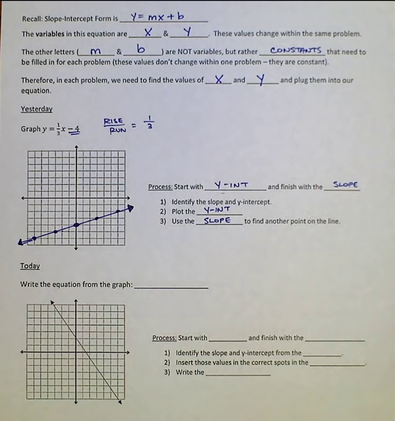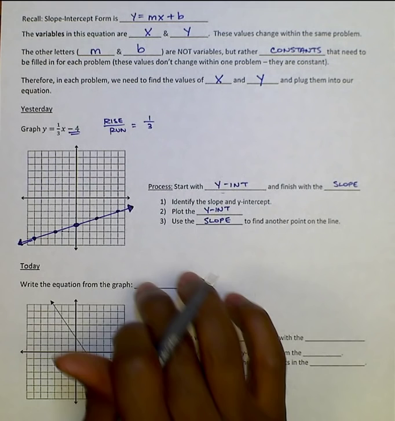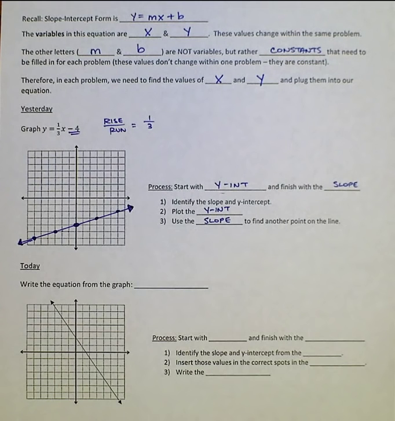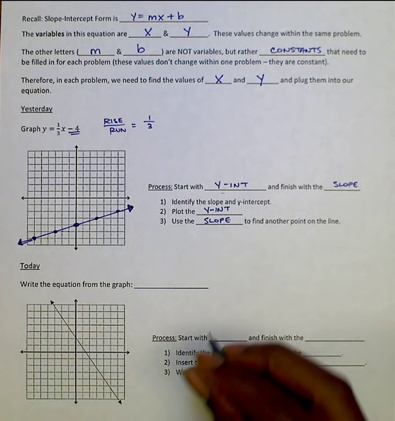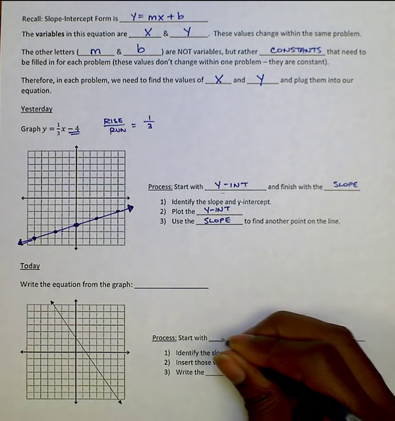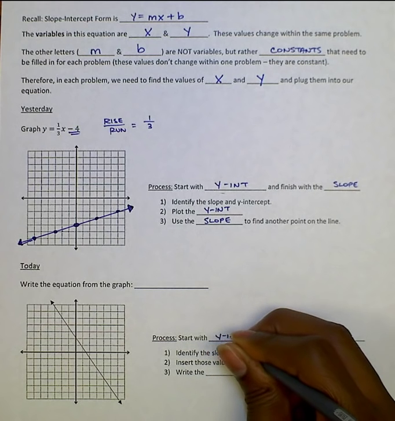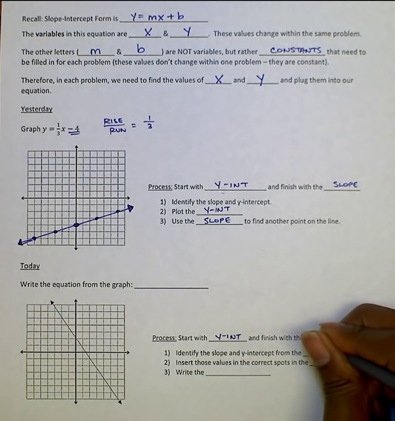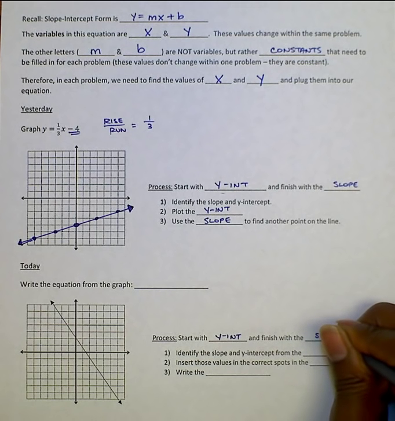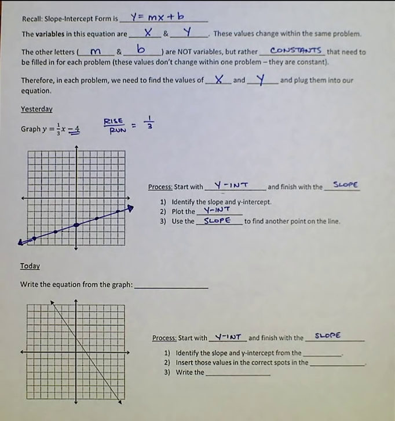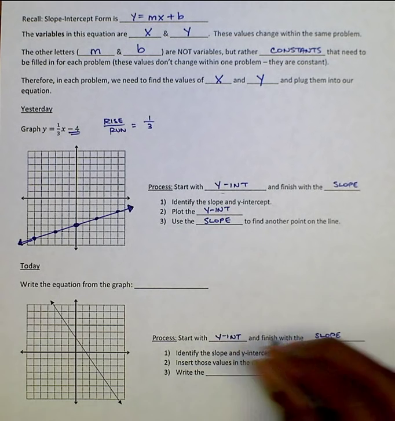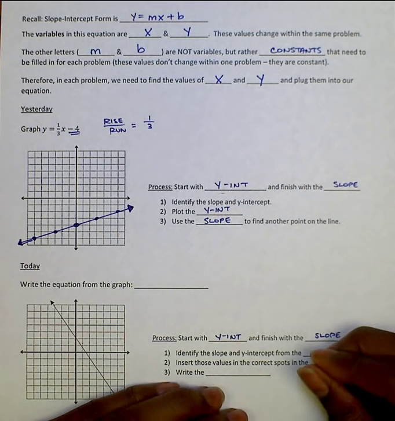Today what we're going to do is write the equation from the graph. So we'll want to have an equation up here. Again, we will start with the y-intercept and finish with the slope. We're going to identify the slope and the y-intercept from the graph.